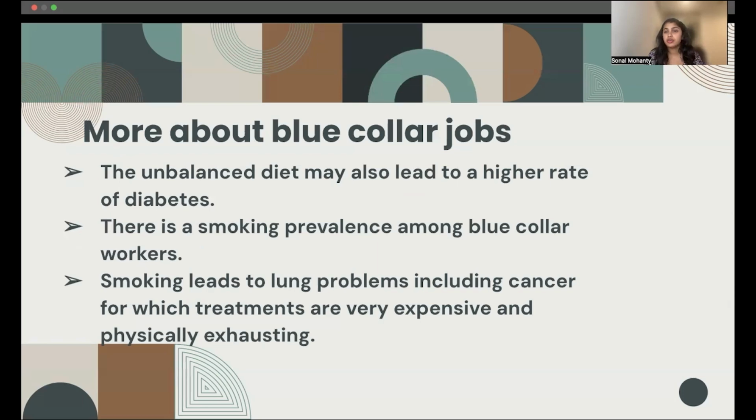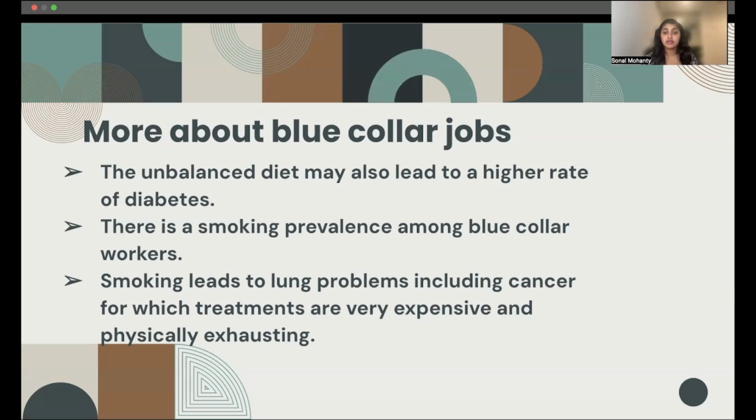So this is a little bit more about blue collar jobs, since it's a pretty common, broad topic that we may think of when we think of low-income jobs. Their unbalanced diet may also lead to a higher rate of diabetes or cardiovascular disease. Research has also shown that there's a smoking prevalence among blue-collar workers, which is a health effect that is definitely not good for them.